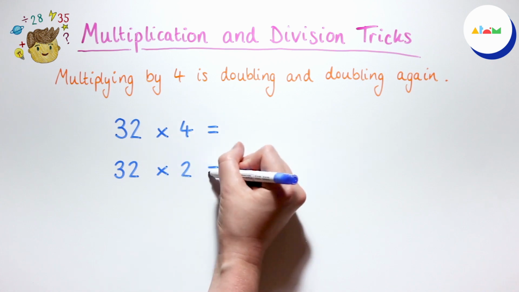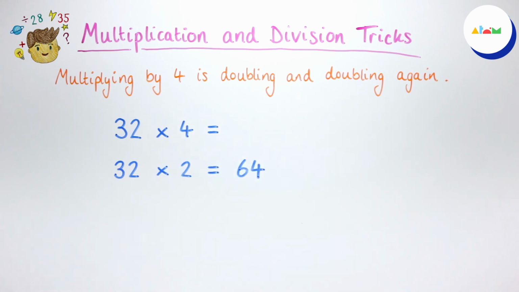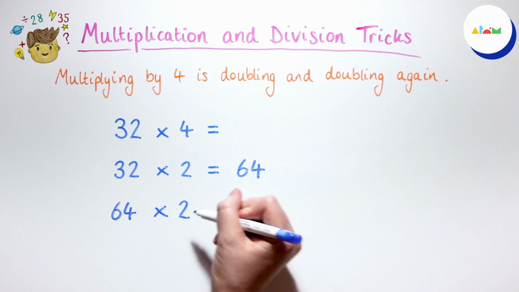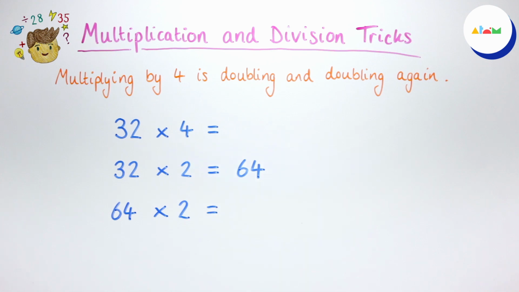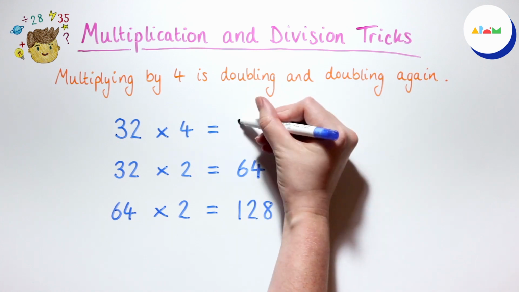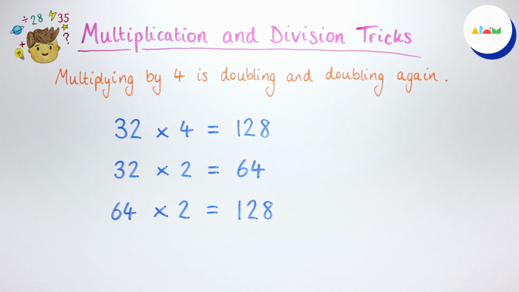First, we double 32 to get 64. Then we need to double 64. That is a little trickier. We can double 60 and double 4, then add the results together. So 32 times 4 is 128.